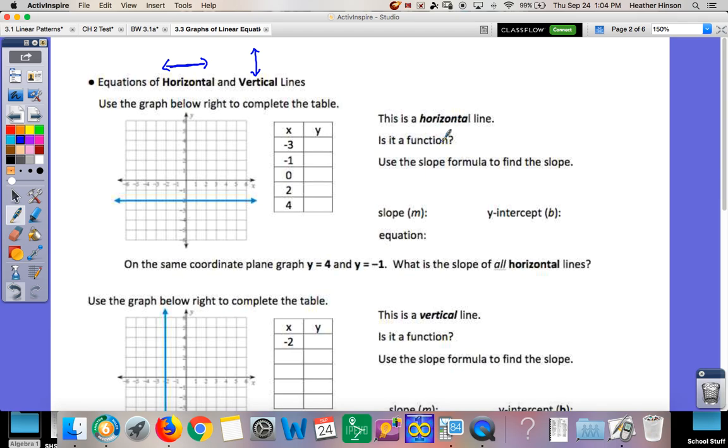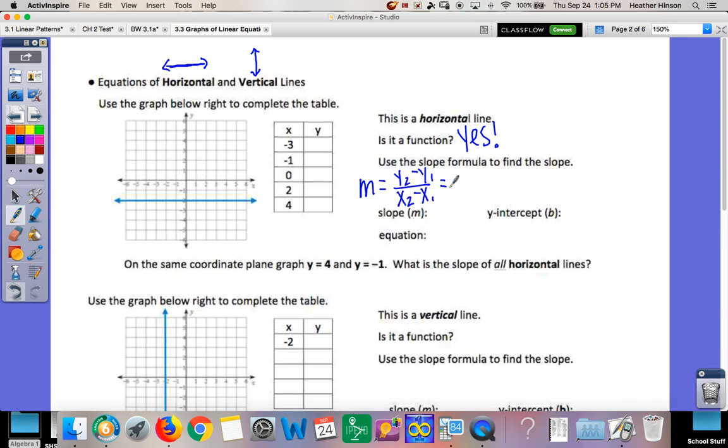Is it a function? To find out if it's a function, you just draw a line anywhere. How many times does it hit each line? Well, it only hits 1 time for every single line. So yes, it is a function. It's only not a function if it cheats, if it hits more than once. Use the slope formula to find the slope. So your slope formula is y2 minus y1 over x2 minus x1.